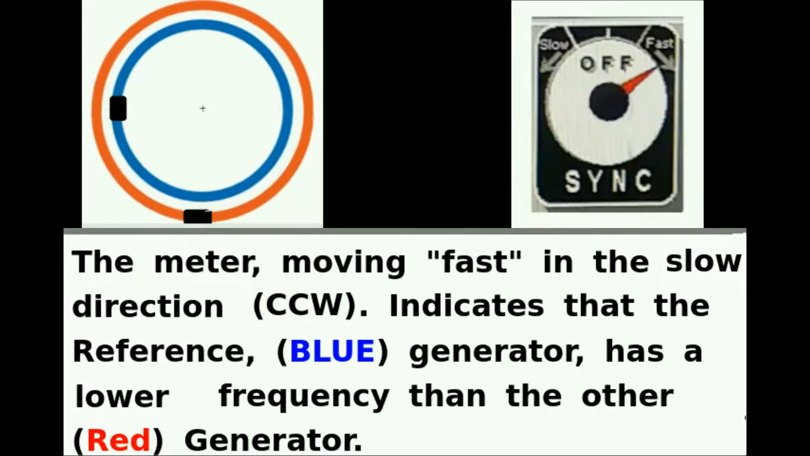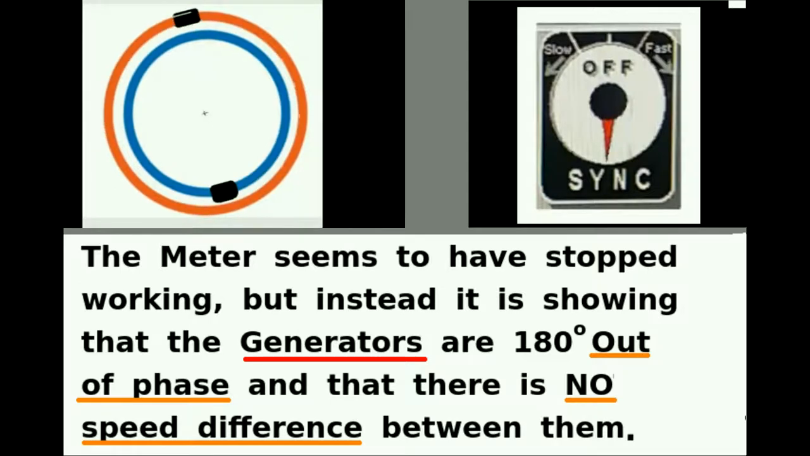Now consider this case. Both generators are running at the same speed, but they are definitely out of phase, so they are not synchronized. Because of that, the synchronoscope doesn't move, but it is showing us that the generators are out of phase. And finally, this example illustrates when generators are running in parallel. When generators are running in parallel, that means that they are at the same phase and at the same speed.